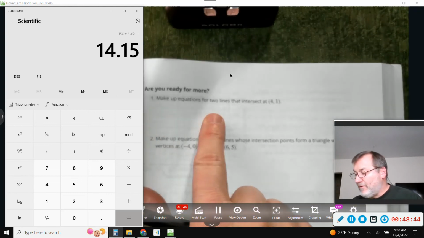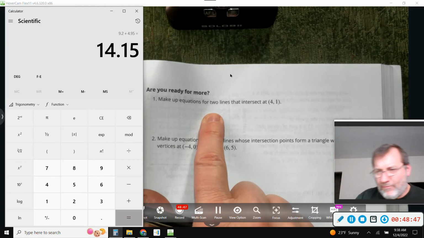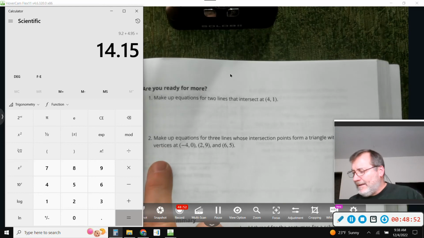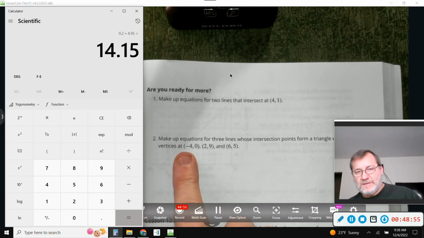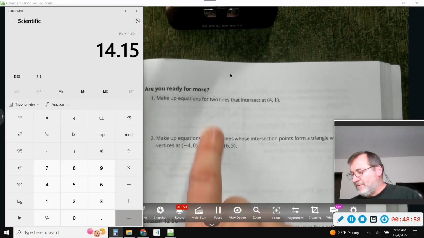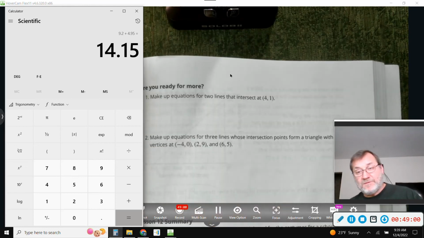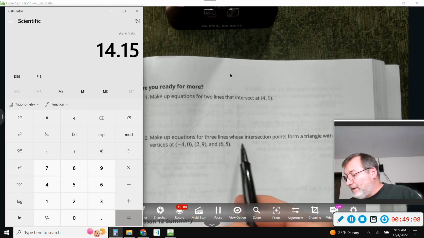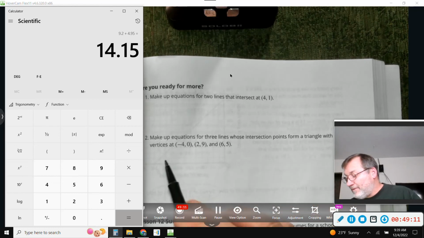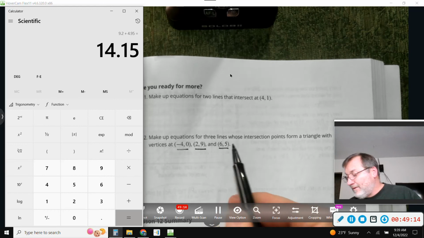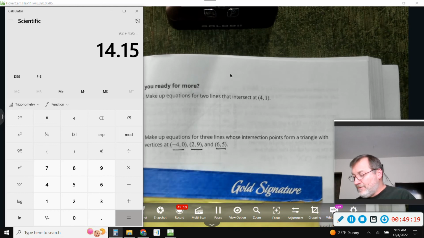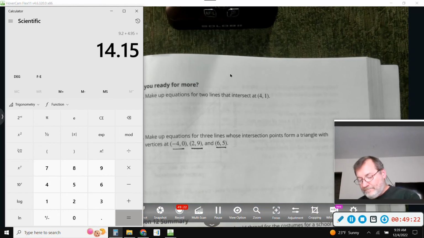So they said make up some equations for 2 lines. I'm more interested in that you can graph them. We can make up the equations in a little bit. Let's move on to this one because this is somewhat important. This is where we come up with the equations. If you're going to make up stuff, make it easy on yourself. Just give it a slope of 1. Make up equations for 3 lines whose intersection points form a triangle with the vertices here, here, and here. Wow, that one is going to be tough. Okay, so let's draw again. I'll just take this off.